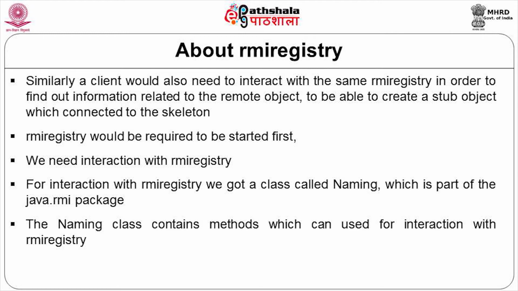So what we need here is rmiregistry would need to be started first, and then we need interaction with the rmiregistry. Now for interaction with the rmiregistry, we got a class which is part of the java.rmi package. We got a class called Naming. The Naming class contains methods which can be used by a server for interaction with rmiregistry.